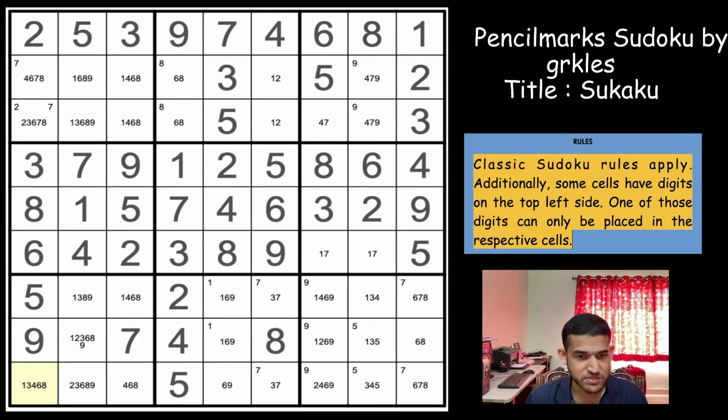1 4 7, this must be. It cannot be 3 6 8, right? So let's remove the 3 6 8. 2 3 6 8 5 9. So this is 1 4 or 7. So 2 3 6 and 8 can be eliminated. Okay, we have a hidden single there.